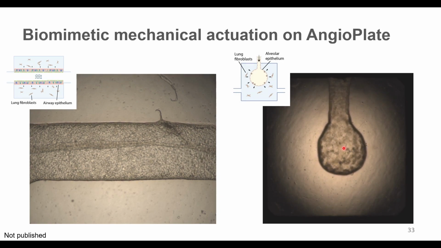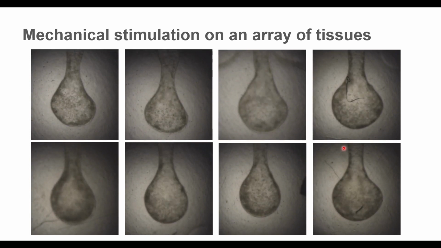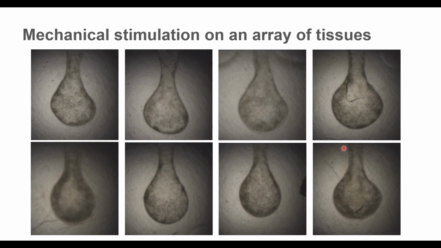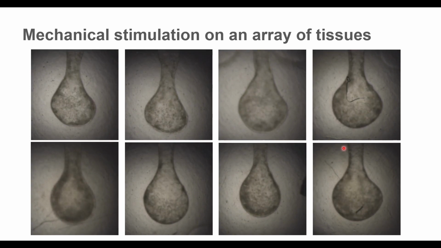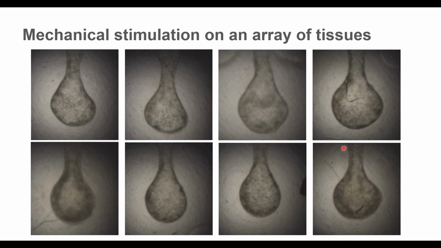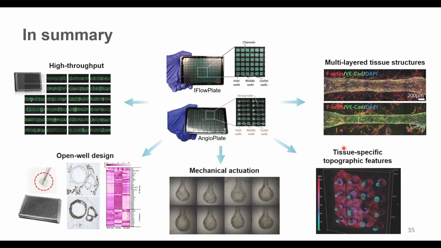And we're not doing this just on a single tissue. We're applying this mechanical actuation on an array of tissues inside these well plates. So we can really apply this mechanical actuation on every single tissue. Sorry that the video is not in sync, but in reality, all the tissues are actuated at the same time, so they're synchronous. In the future, we are working on using this technology to look at how mechanical actuation can impact the function of these tissues.